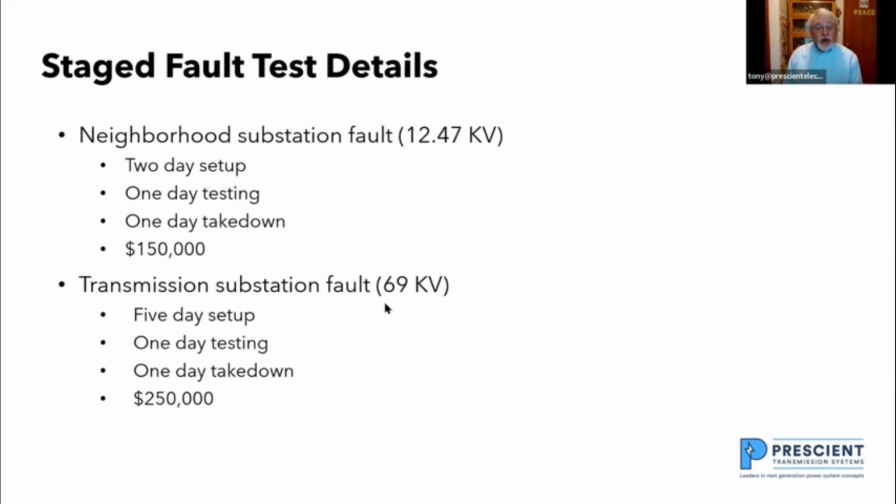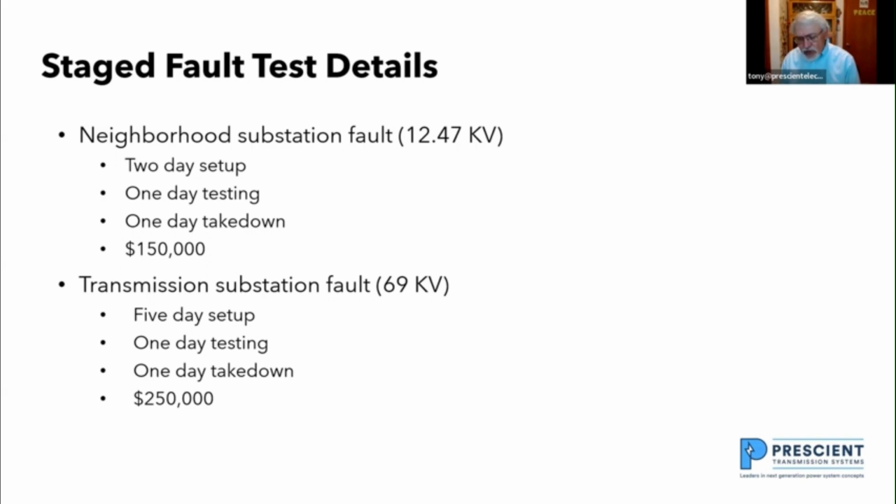So thinking about stage fault tests, we think you could set up a stage fault setup in a neighborhood substation in 2 days: 1 day to set it up, 1 day to test it, and 1 day to take it down. And it costs about $150,000. The reason it would be set up in 2 days is it would be a trailer mounted circuit breaker, and the trailer mounted circuit breaker would be tested at the factory before it shipped. So you do some acceptance tests at the substation, but the bulk of the testing on the circuit breaker would be done at the factory.